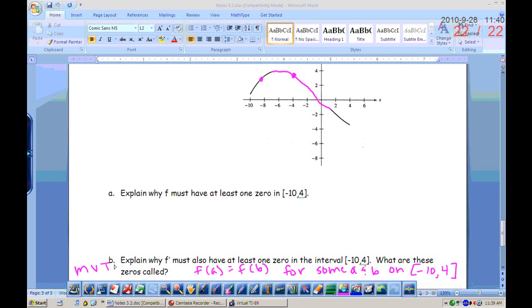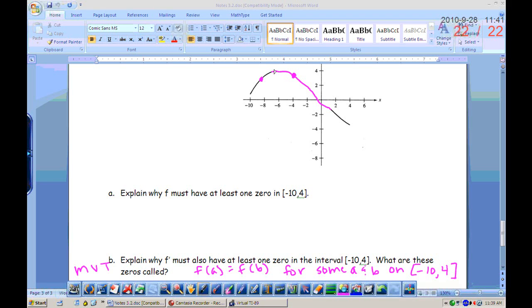I mean, you can look at that graph and say, well, there's a hill, so the derivative will equal 0 at the crest of that hill. But using the mean value theorem, if this function's continuous, then I must have an f prime equals 0 because there do exist two numbers such that f of a and f of b are equal to each other. And the slope between two points that have the same y value is 0.